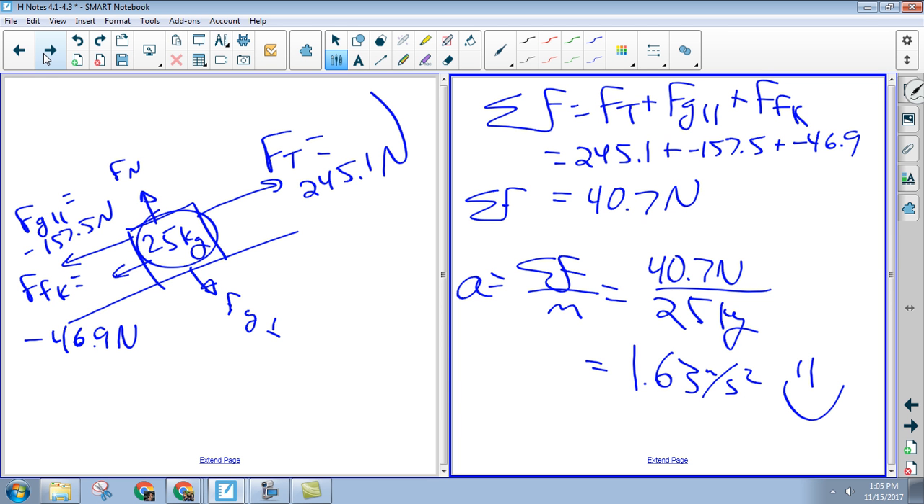So find the force of gravity, that's your net force. You know your mass, find your acceleration. No, I know that. Because that's the acceleration, right? Don't forget to convert to kilograms. Okay.